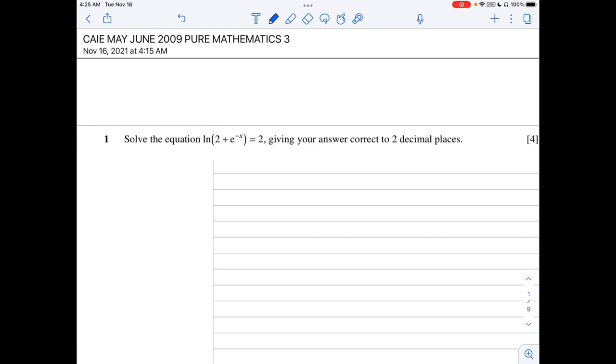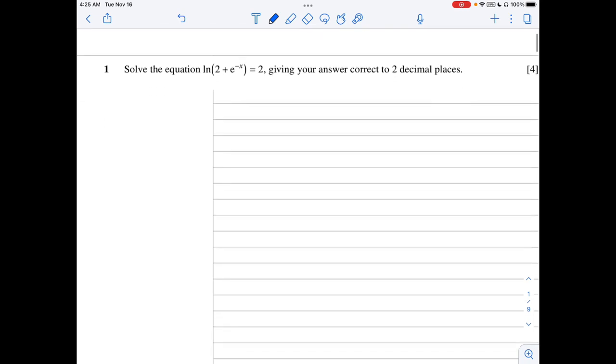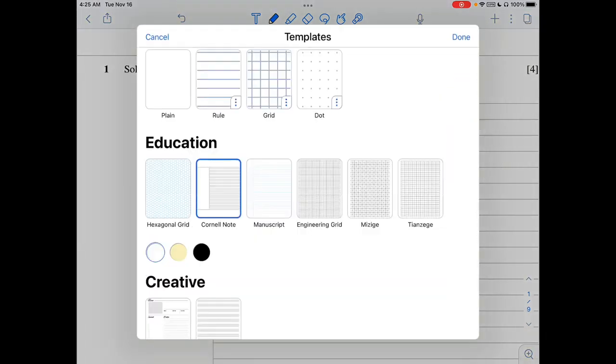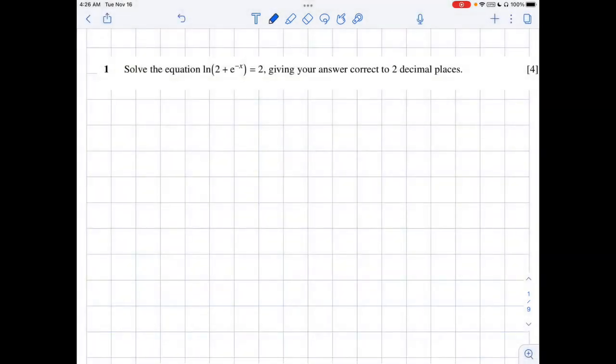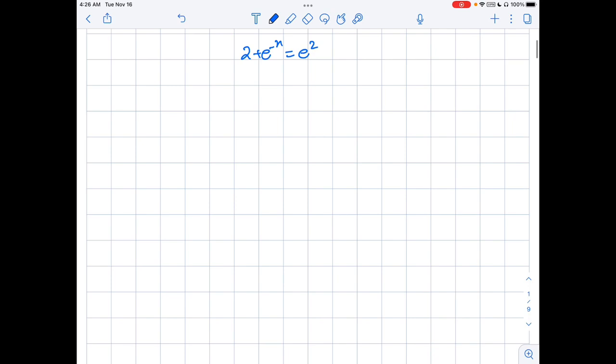First question: solve the equation ln(2 + e^(-x)) = 2, giving your answer to two decimal places. So, first question, ln(2 + e^(-x)) equals 2. So 2 + e^(-x) is equal to e squared. Then e^(-x) is equal to e squared minus 2. So I want the value of x over there.